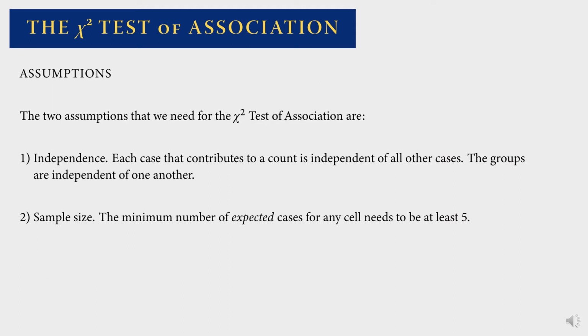Our assumptions are independence. Each observation is independent of the others, and observations between groups are independent of each other as well. We wouldn't perform this test on two paired variables. And as with the other chi-square test, we want the expected count for each cell to be at least 5.